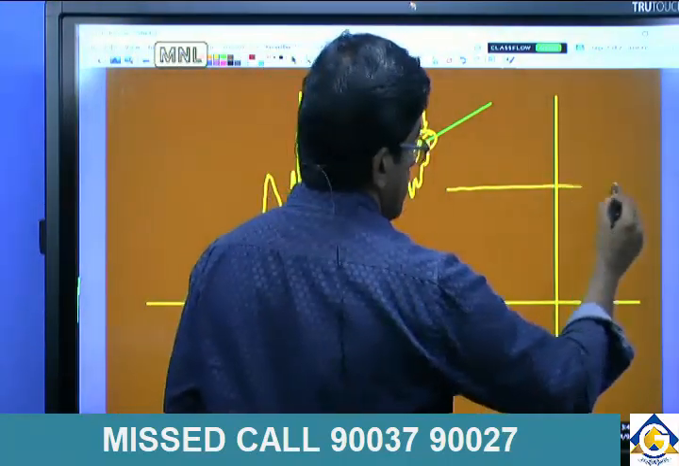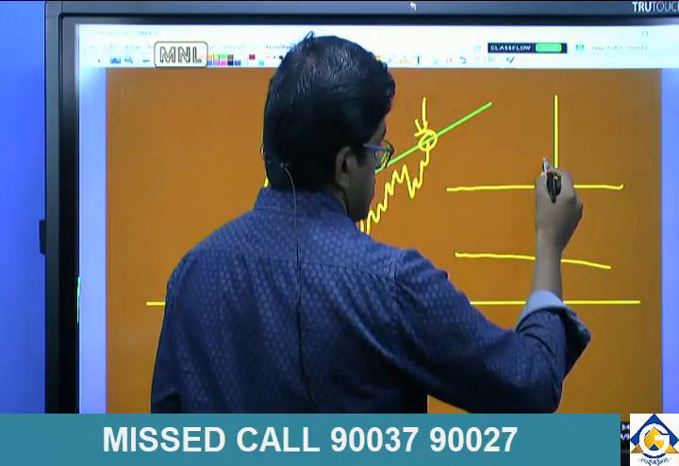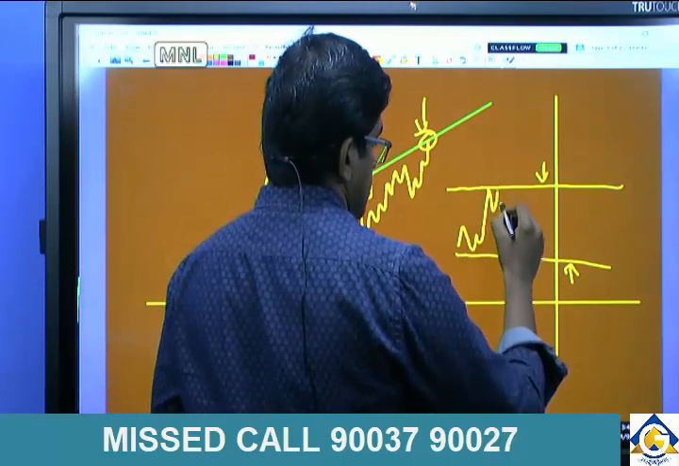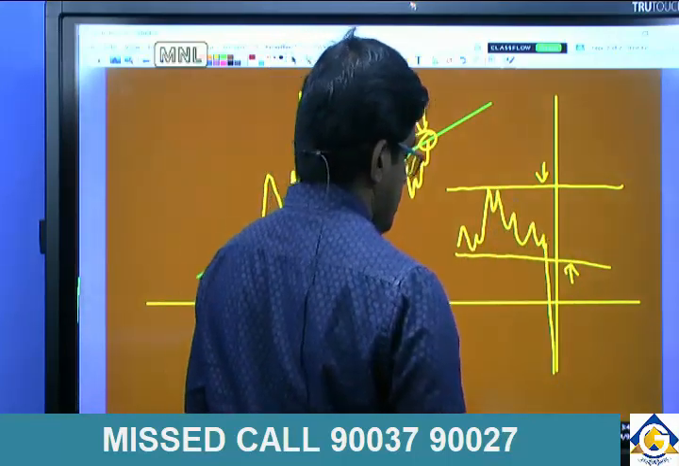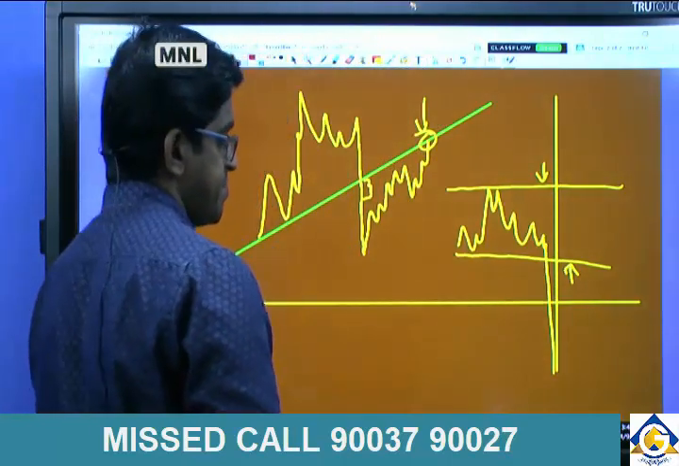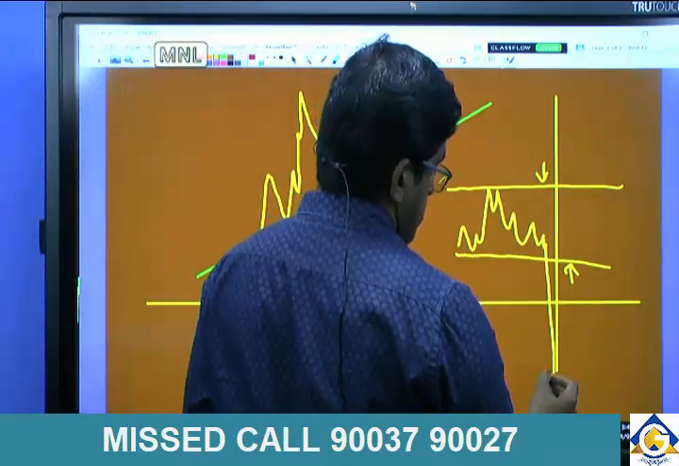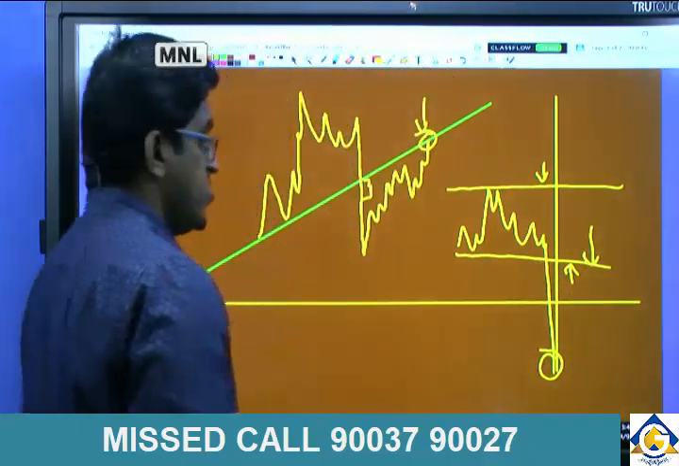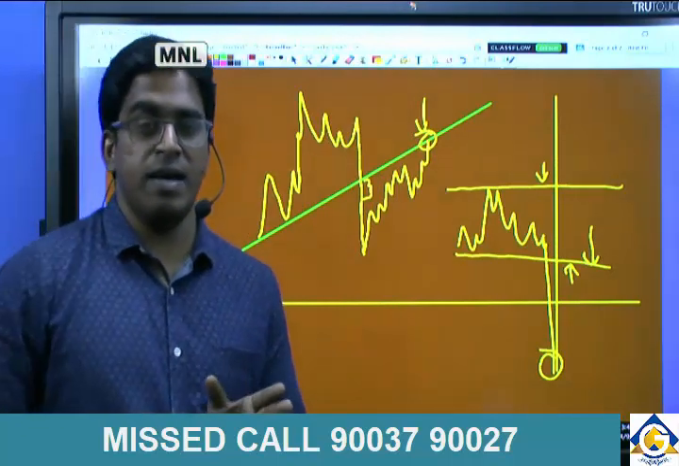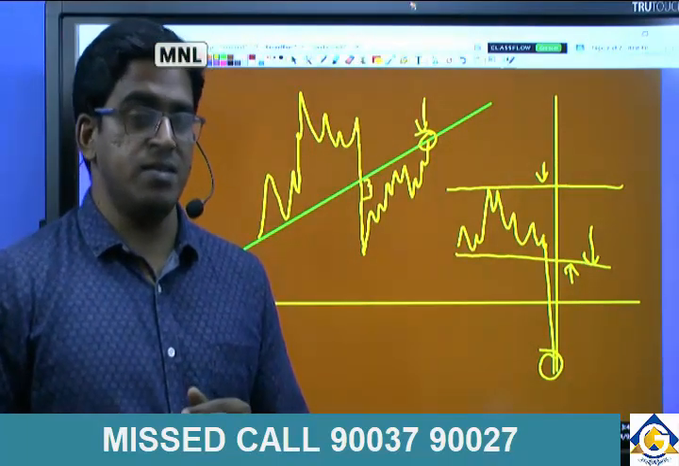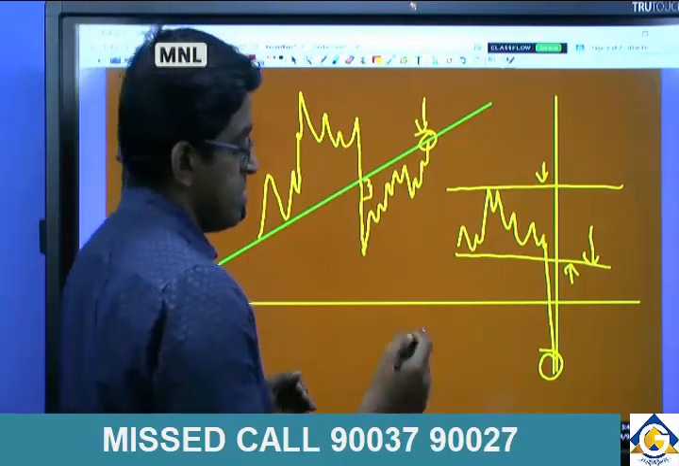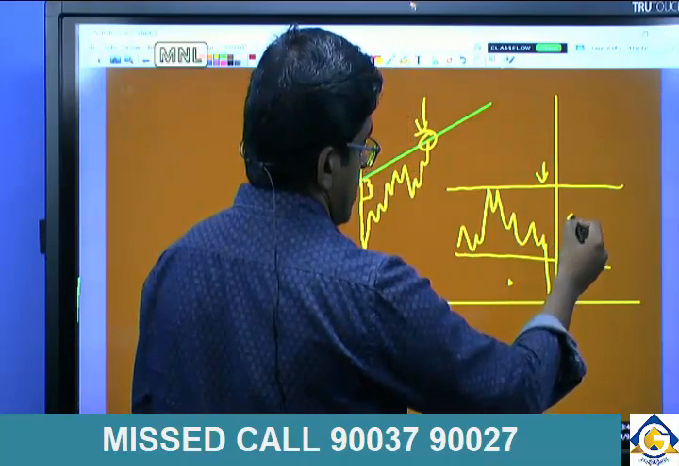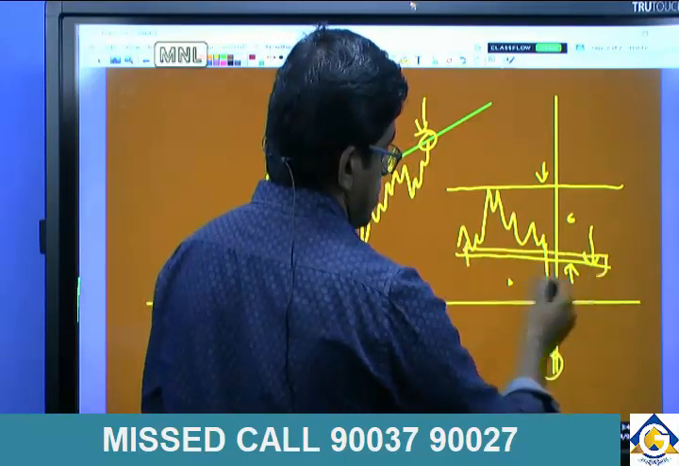For example, this is a resistance line, this is a support line, assume. If the price is moving like this and the price had broken the support line, since the price is trading below the support, this should act as a resistance. That's what we always say, support and resistance interchange. Based upon where the price is staying, if the price is staying here, this is resistance. If the price is staying here, this line is support.